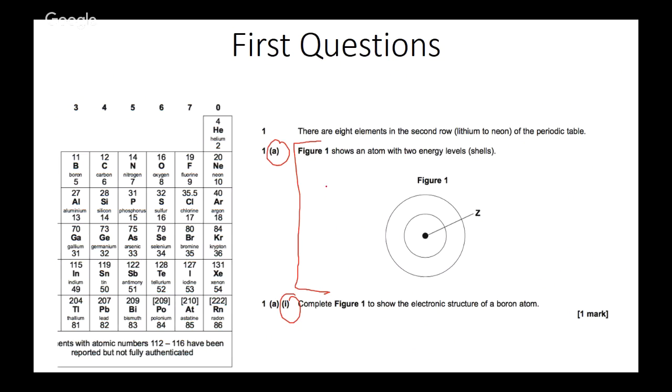So this question says, show the electron structure of boron. So you'd look to boron, you'd know its proton number is 5. If it's got 5 protons, it's also got 5 electrons, and you can write those in there, remembering that the inner shell can only take up to 2, and then you have to have 3 on the outer shell. Hence, boron is in group 3, because the group number tells you how many electrons there are in the outer shell.